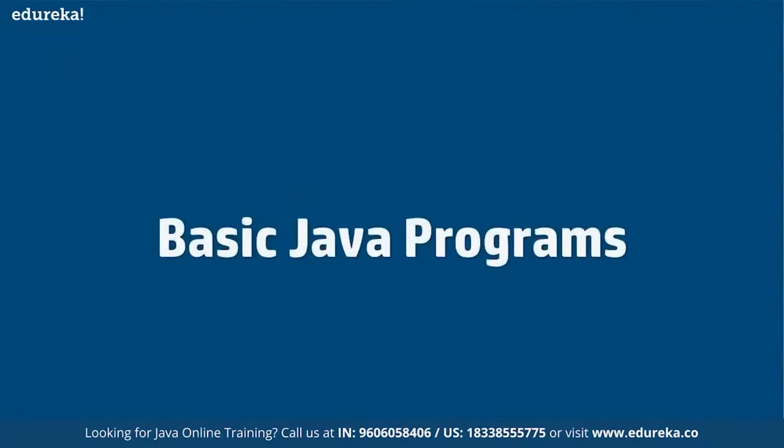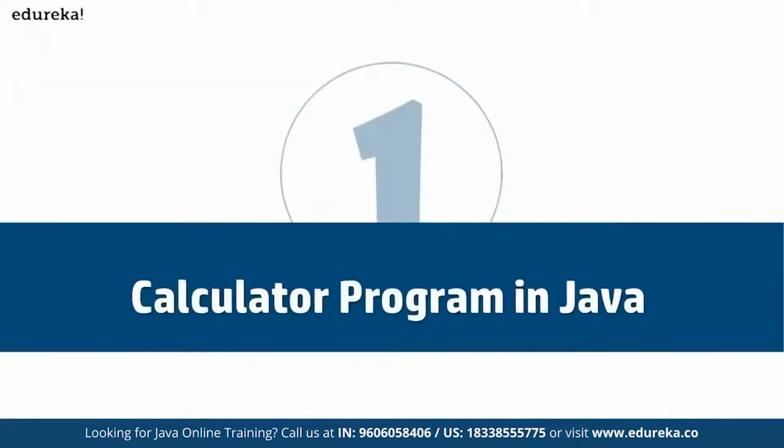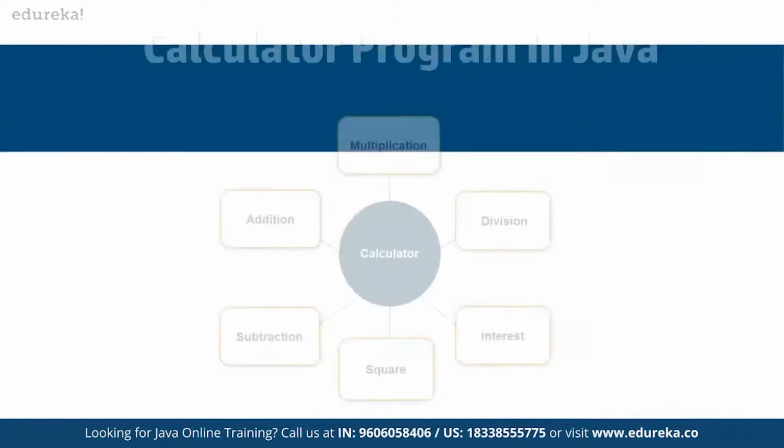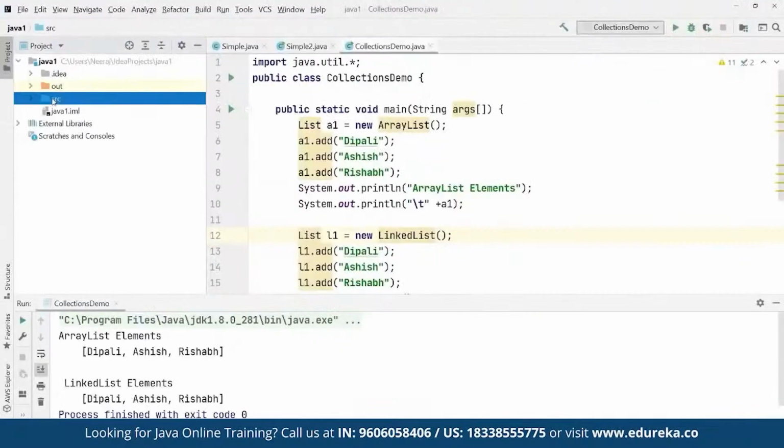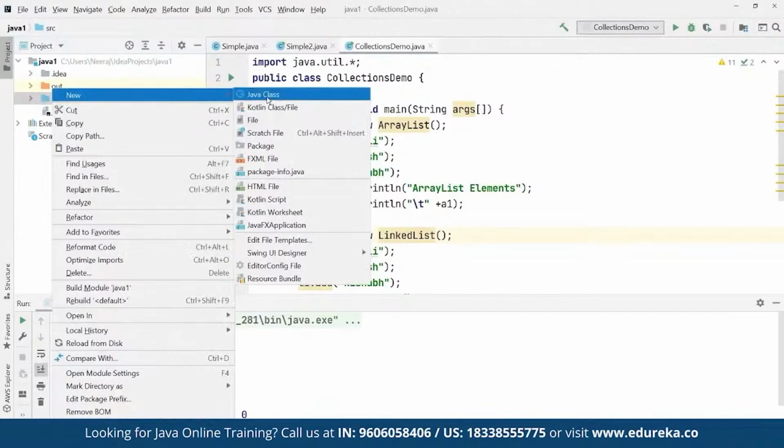Now, if we talk about basic Java programs, because that is our focus here, first of all, we can look at a simple calculator program in Java and how we can create that, where we can perform multiplication, division, integer, square, subtraction, and multiple other operations. So what we can do here is move to our IntelliJ. We already have an IntelliJ up and running.